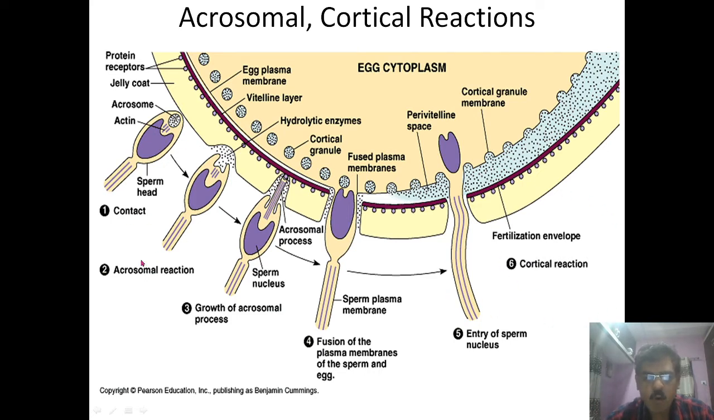What are the steps? Contact and recognition, then acrosomal reaction, growth of acrosomal process, fusion of plasma membrane of the sperm and the egg, then the entry of the sperm nucleus, and the last one is the cortical reaction, that is to form the fertilization membrane.